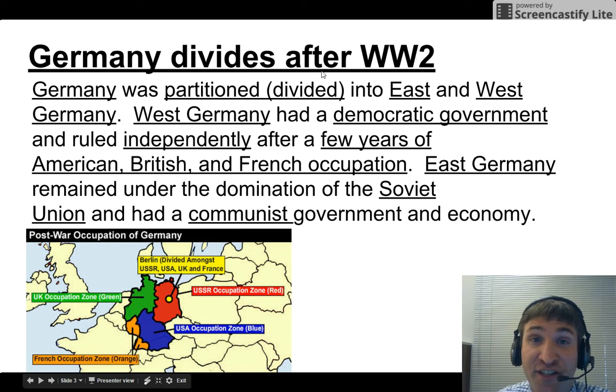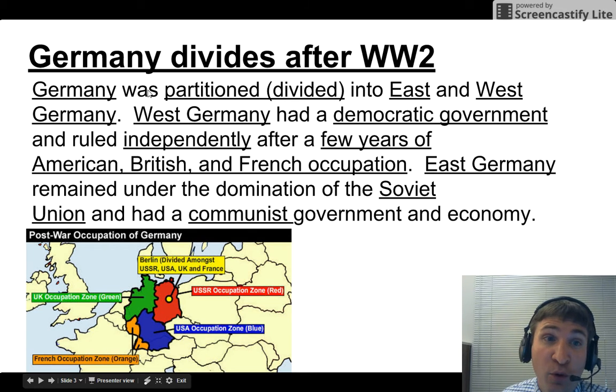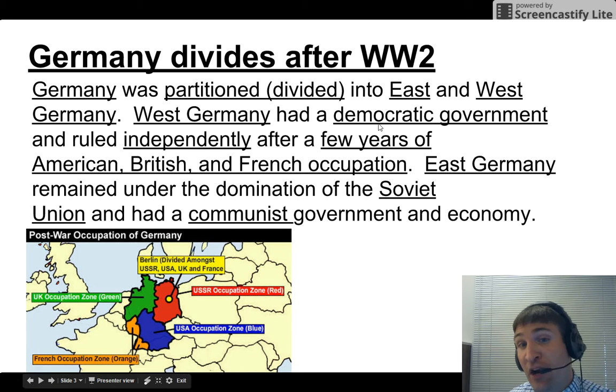Germany divides after World War II. Germany was divided into East and West Germany. West Germany had a democratic government and ruled independently after a few years of American, British, and French occupation. East Germany remained under the domination of the Soviet Union and had a communist government and economy. So here you see the division of Germany, and the U.S. occupation zone is in blue here in southwest Germany.